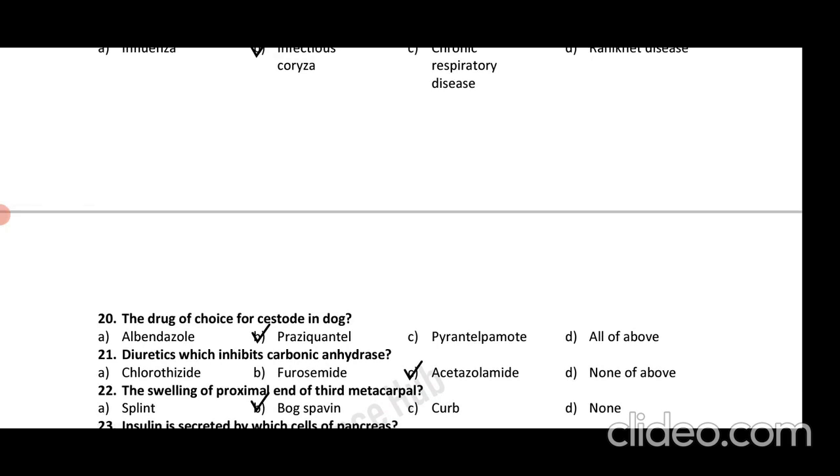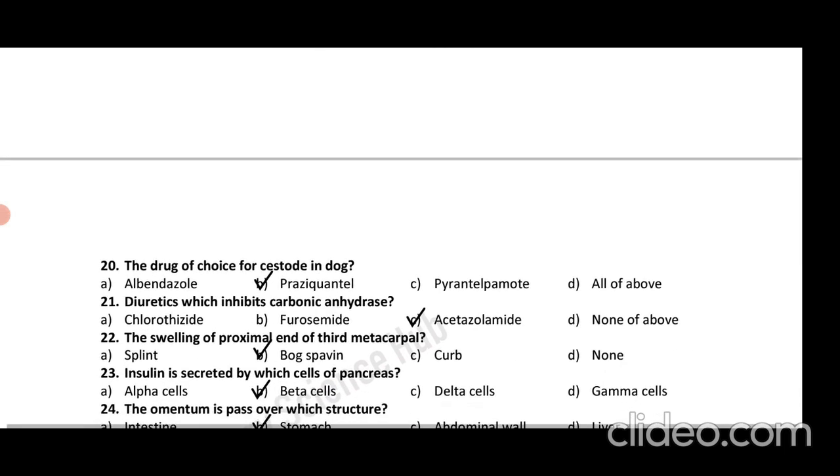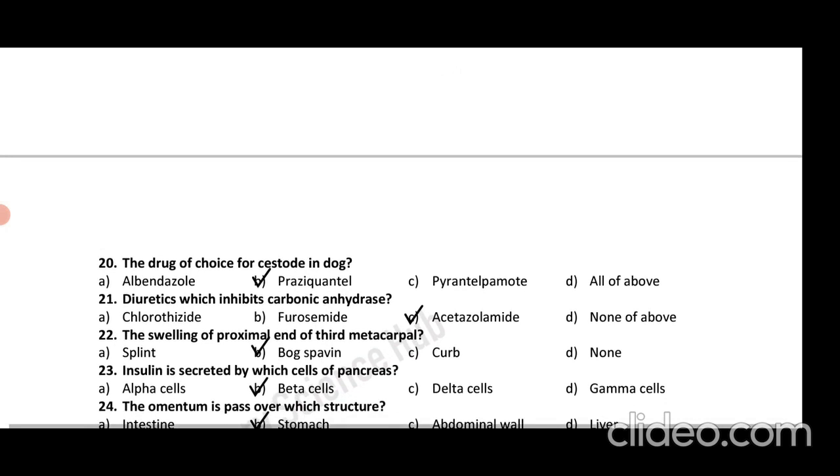Acetazolamide decreases the pH, so it increases the acidity, so it is contraindicated to give to animals which have a more acidic level. Acetazolamide is also used to treat spasms, as it also has an effect on the nervous system. Insulin is secreted by which cells of pancreas?